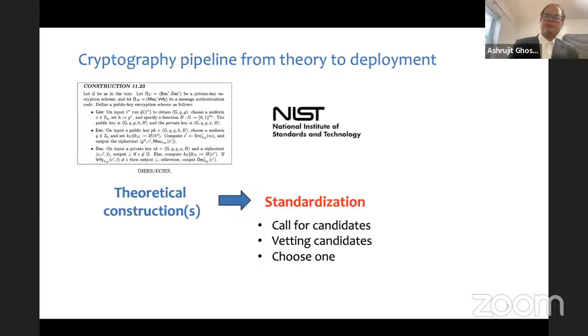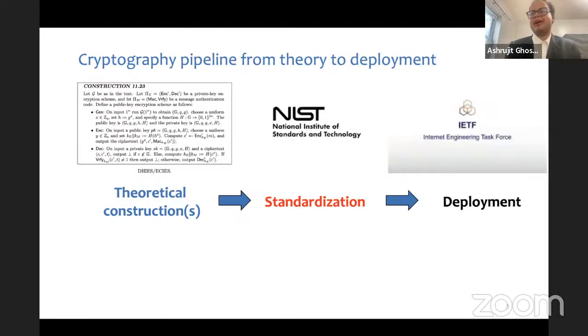One very important part of recommending standards is specifying the exact choice of parameters to use. The last step in this pipeline is engineers deploying these standards in large-scale cryptographic systems. However, in this pipeline, several different challenges crop up at various points, and my work has primarily focused on identifying and addressing these challenges by building new theory.